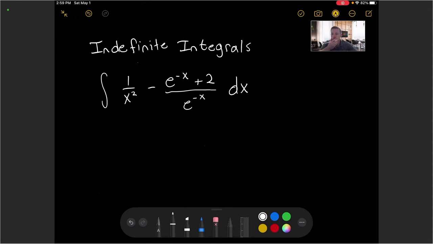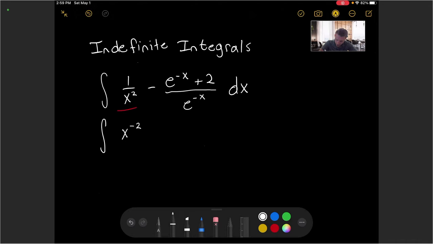So let's consider rewriting this expression. We'll start with the first term, 1 over x squared. If I wanted to rewrite this inside my integral, I can express this as x to the negative second power. And that will be a little bit easier to work with my antiderivative rules.